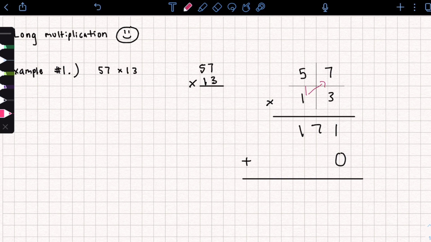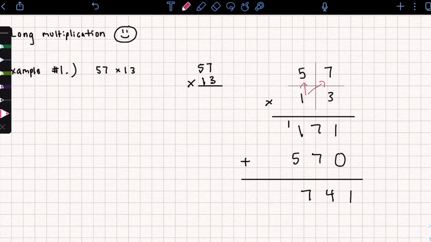Now we do the same thing that we did to the 3 and multiply it diagonally and straight up. So 1 times 7, that is 7. 1 times 5, that's just 5. Let's just add those together, and we're going to get 14. So carry the 1, and then 5 plus 1, that's 6, and then just add the 1 that you carried, and that's 7. So our answer is 741.